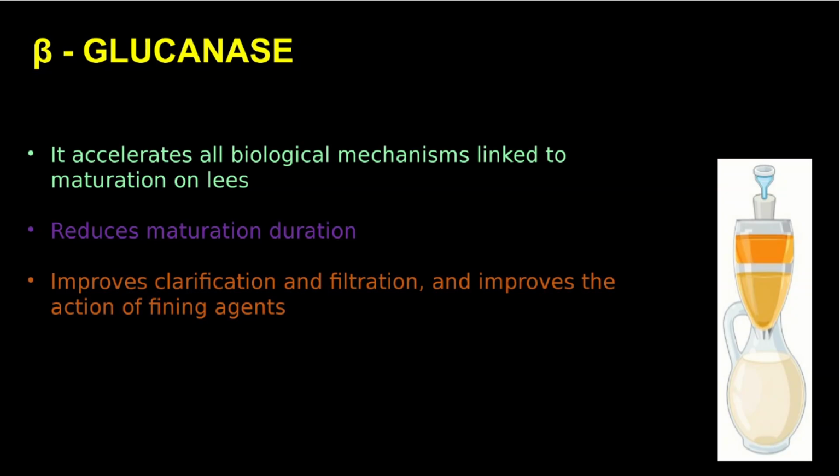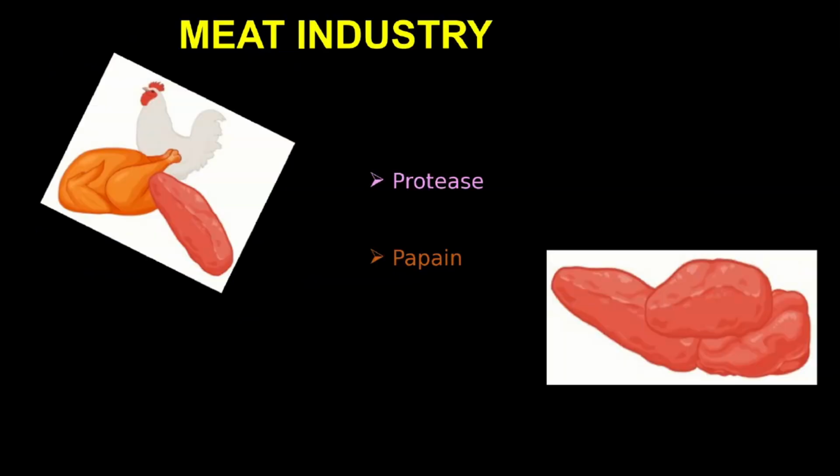Then beta glucanase accelerates the biological mechanism linked to maturation on lees, reduces the maturation duration, and obviously helps in faster maturation. It improves clarification and filtration and improves the action of fining agents. Basically it is used in the wine industry.